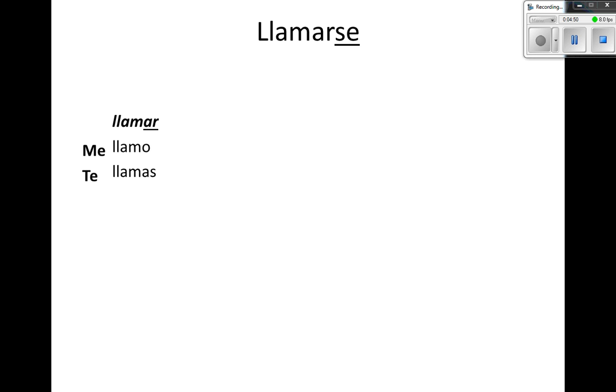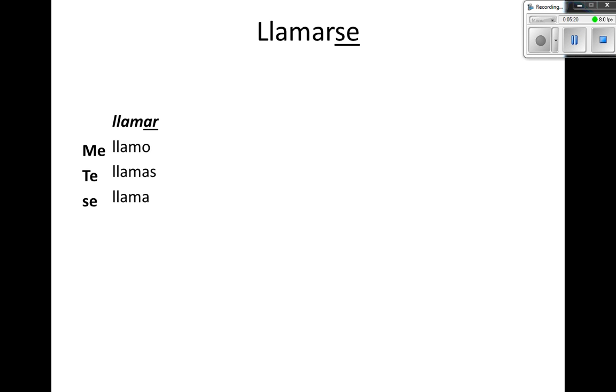The él/usted form, we're going to address the pronoun, this reflexive pronoun, to say himself, herself, or yourself. It's going to be all three. Usted, yourself. We're going to use the pronoun se. Se llama. Él se llama Juan. Ella se llama María. Usted se llama Señor Smith.